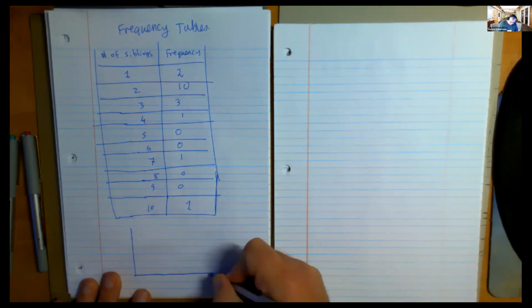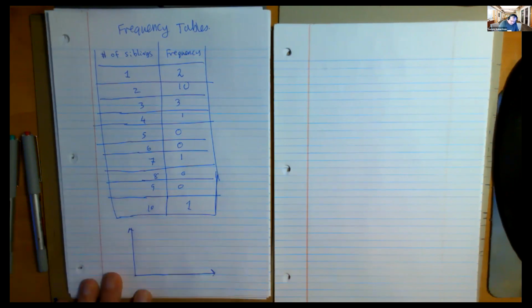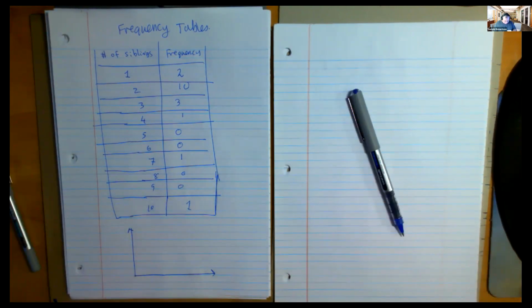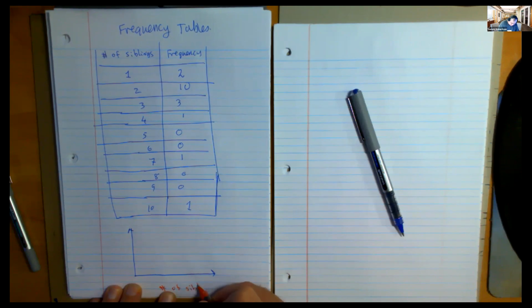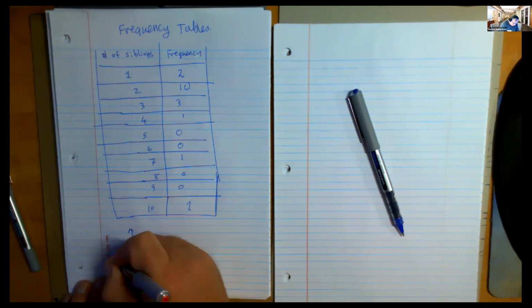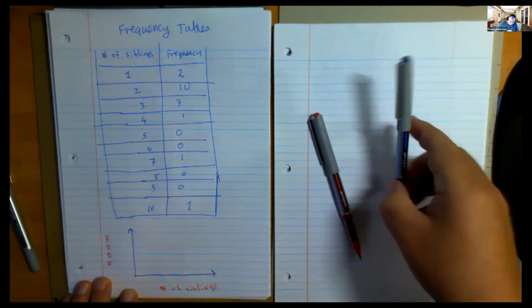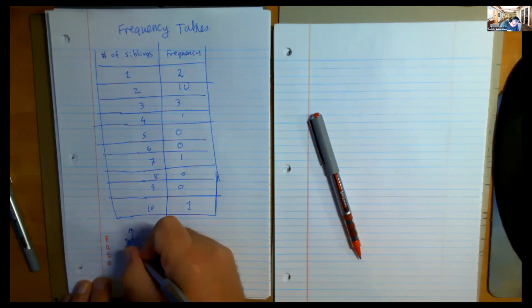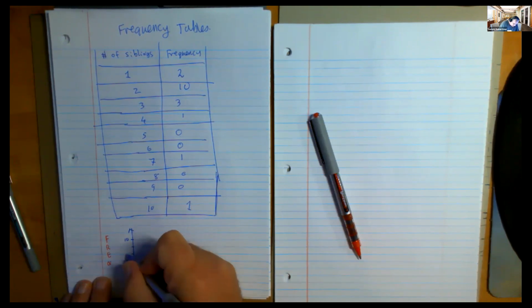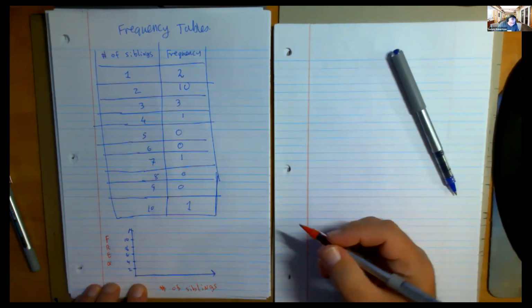Now, if I wanted to create from this table a picture version of that same information, it might go something like this. Along the bottom, I would say number of siblings, which is typical. And then the vertical one would be the frequency. And since the biggest number I need is 10, I can go 2, 4, 6, 8, 10. So I use some kind of scale that fits the space that I have got.